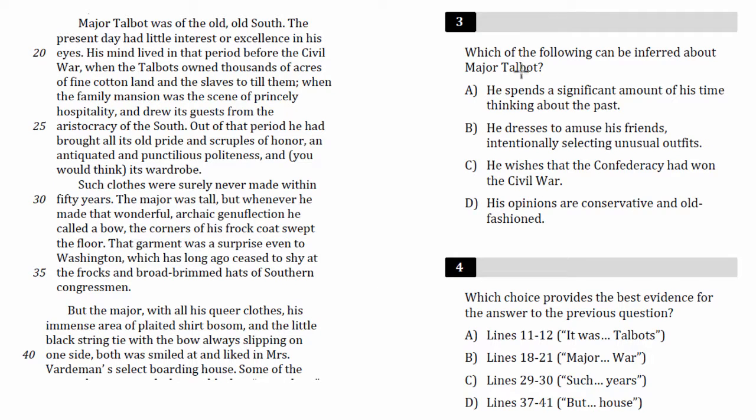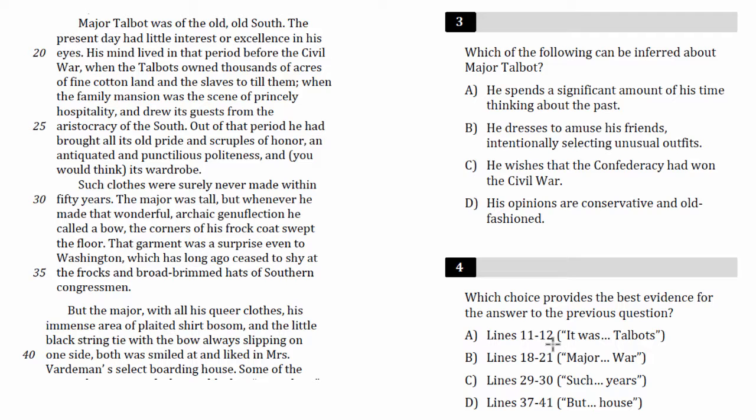Going on to the next questions, 3 and 4, this is an example of a two-part question. Question 3 asks, which of the following can be inferred about Major Talbot? And question 4 asks which choices best provide the answer to the previous question. So a trick for two-part questions is you can look at the line references for question number 4. So the evidence is going to be in one of these 4 line references.